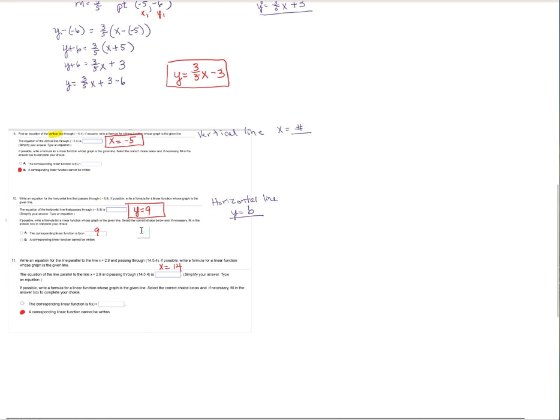Number 9, find an equation of the line that's vertical going through -5, 4. Well, vertical means it's an x equals, so you just want to get that x part of the point. So x equals -5. And it says the corresponding linear function is. Well, it's not a function because it's a vertical line. That is not a function, so you would choose B there.